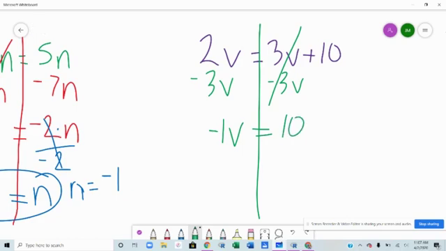You don't have any addition or subtraction, so you can move straight to you have this multiplication. So you need to divide by negative 1, divide by negative 1, leaves you with v equals negative 10.